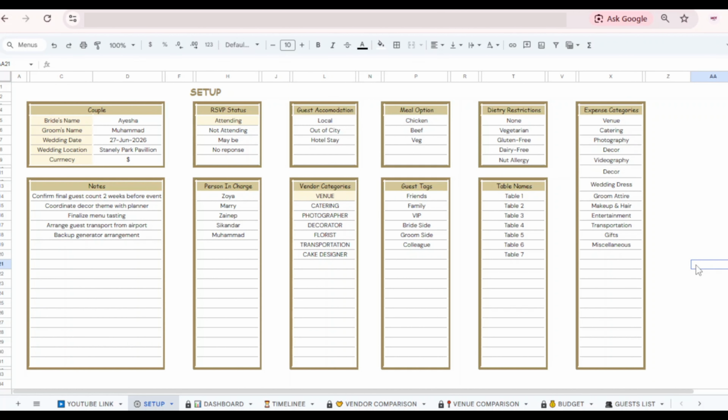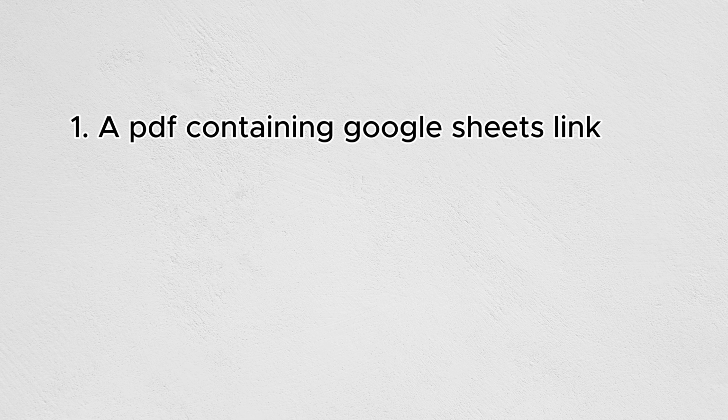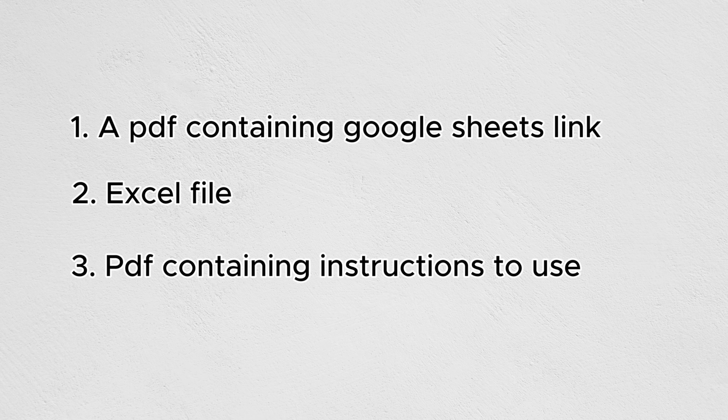When you order your wedding planner from the Mode Studio, you will find 3 attached files. One of them contains a Google Sheets link, one is for Excel, and there is a PDF containing the instructions on how to use the wedding planner.